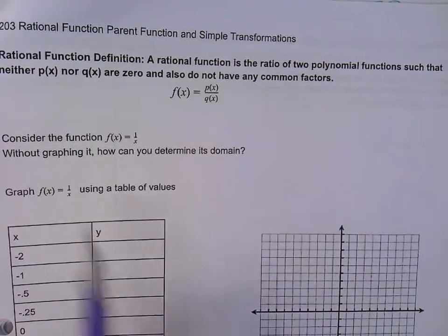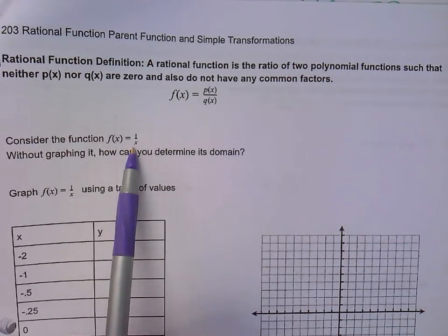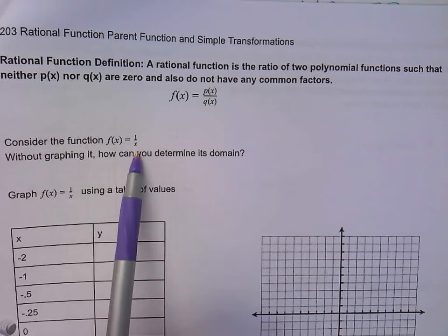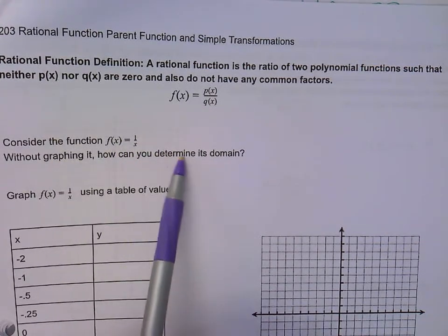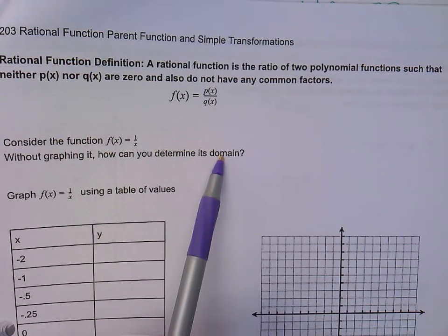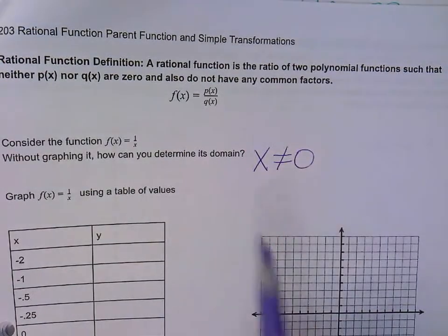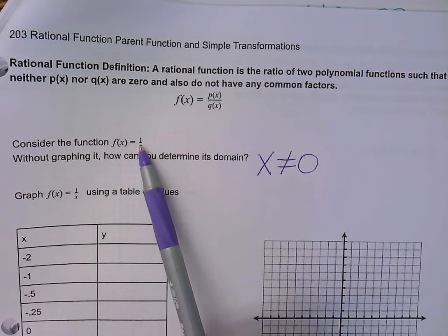So it says, consider the function 1 over x. So that is one of the parent functions that I said I was going to teach you about this unit. We kind of looked at it briefly. Without graphing it, how could you determine its domain? So what is domain? The allowable x values. X cannot be 0 because then I'd have 0 in the denominator. So anytime you have a square root, you can't have negatives. Anytime you have a denominator, you can't have 0.